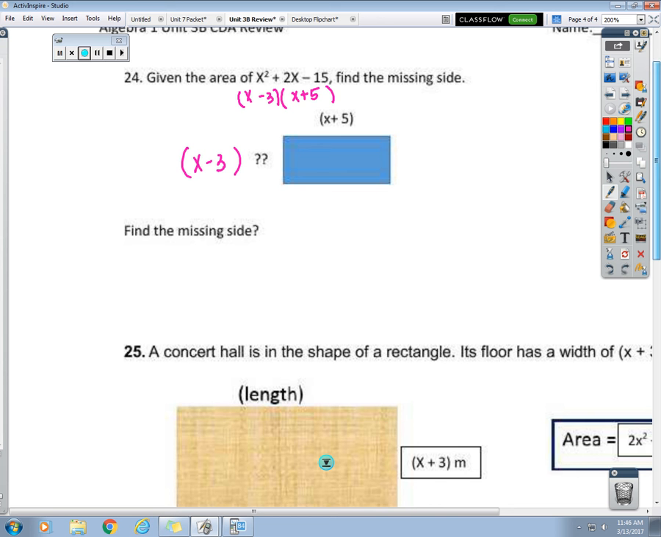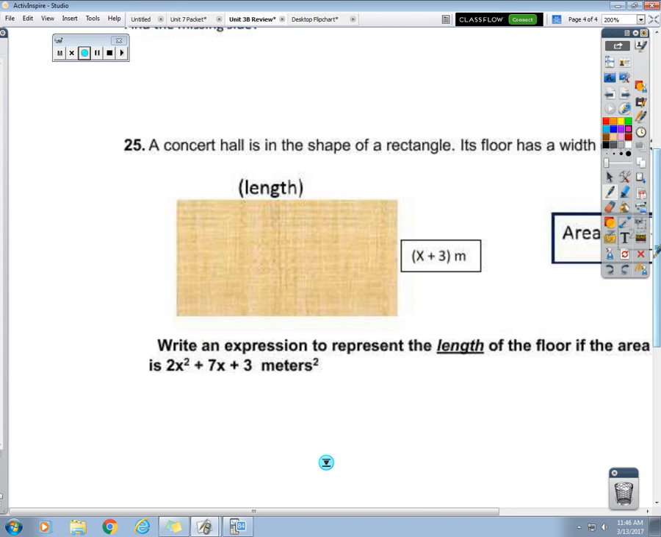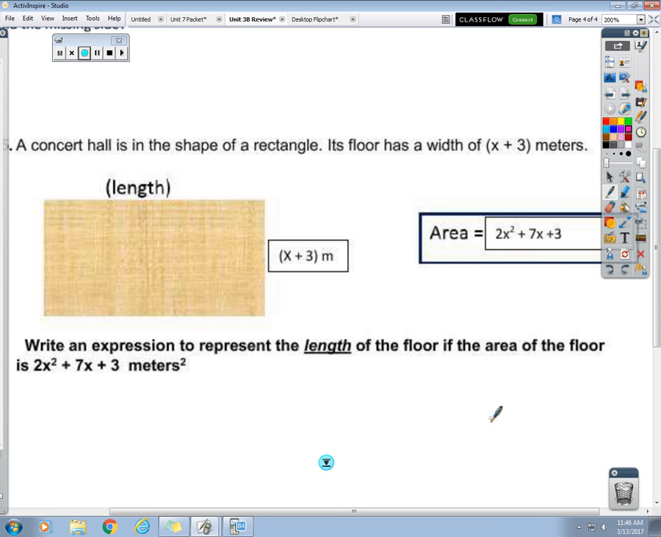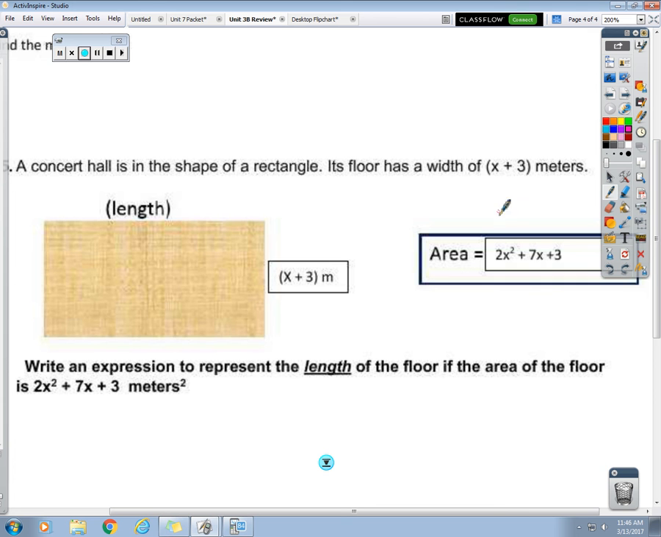Okay, number 25. A concert hall is in the shape of a rectangle. Its floor has a width of x plus 3 meters. Its area is 2x squared plus 7x plus 3. So they want us to find the length. So aren't we going to need to take this trinomial and factor it? Because they've already given us one of the factors, but we've got to find the other one. How do we factor a trinomial like this? Can we GCF it? No.